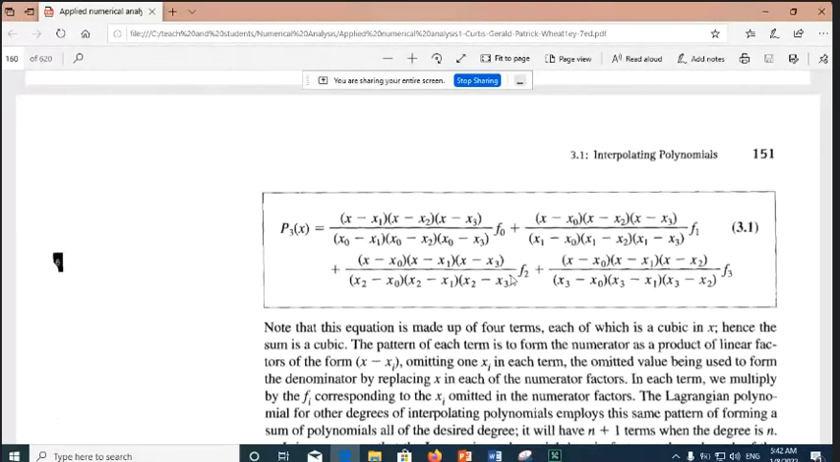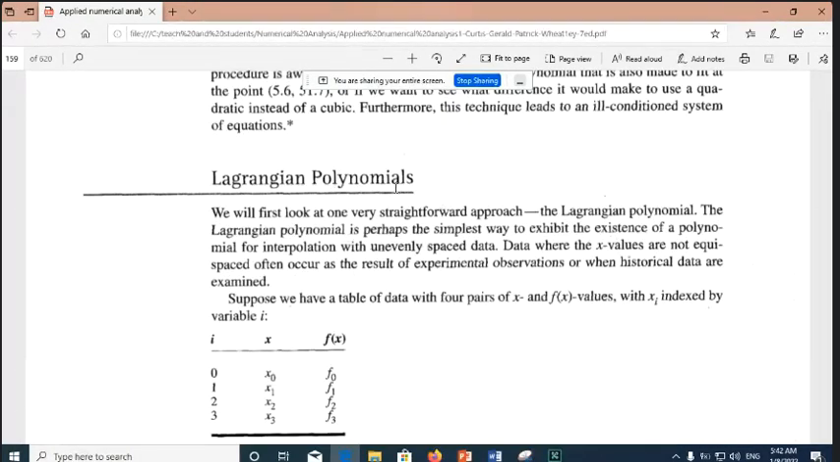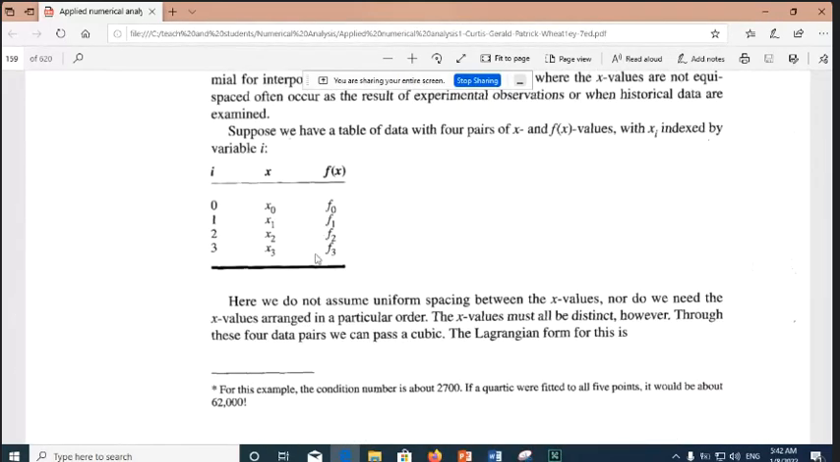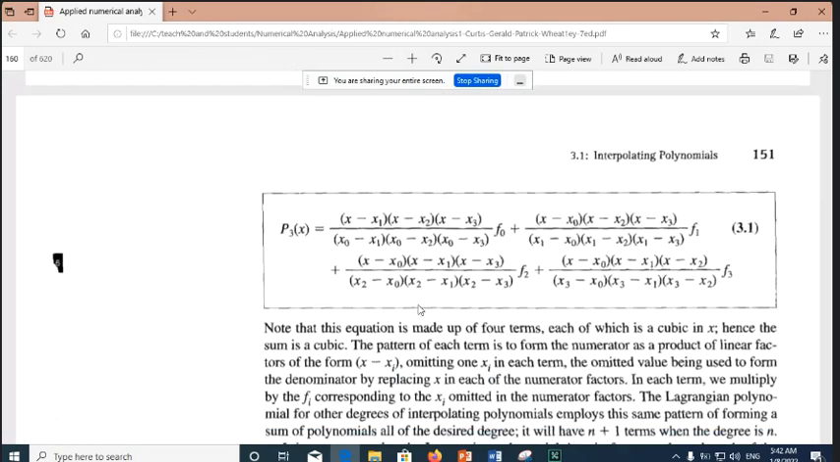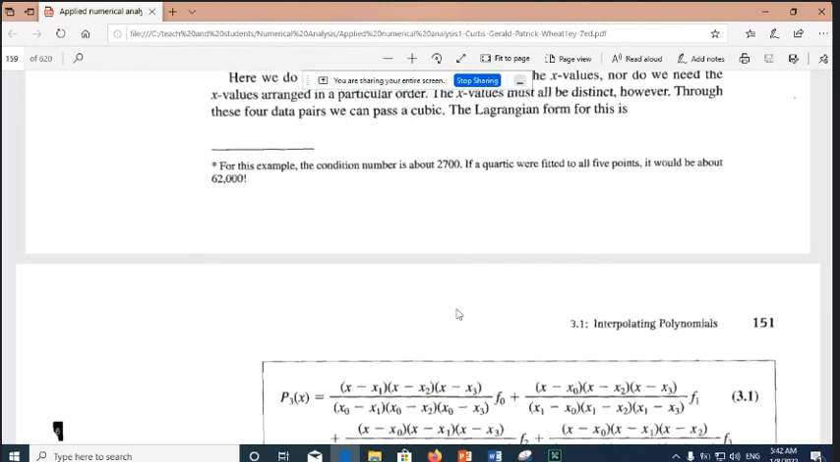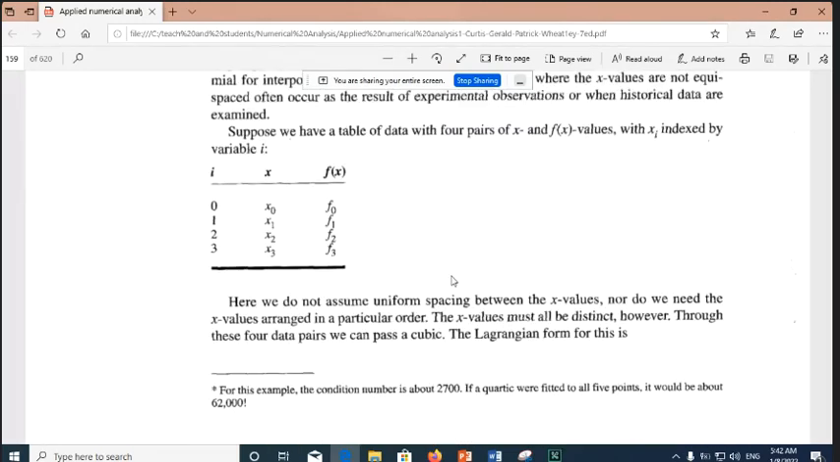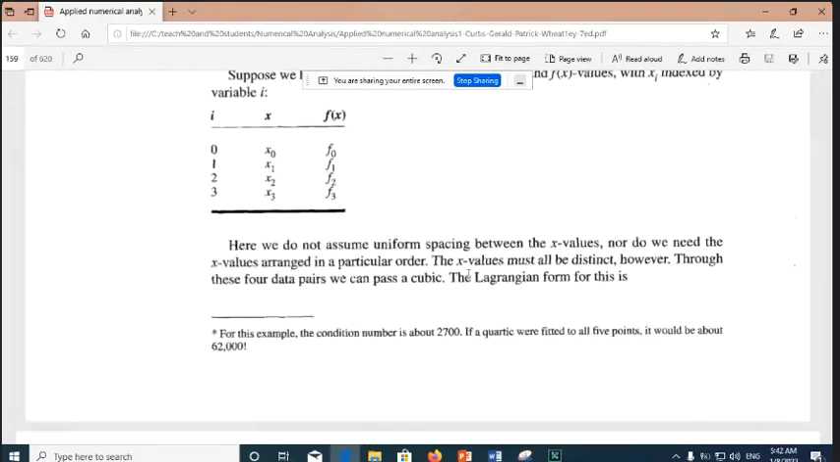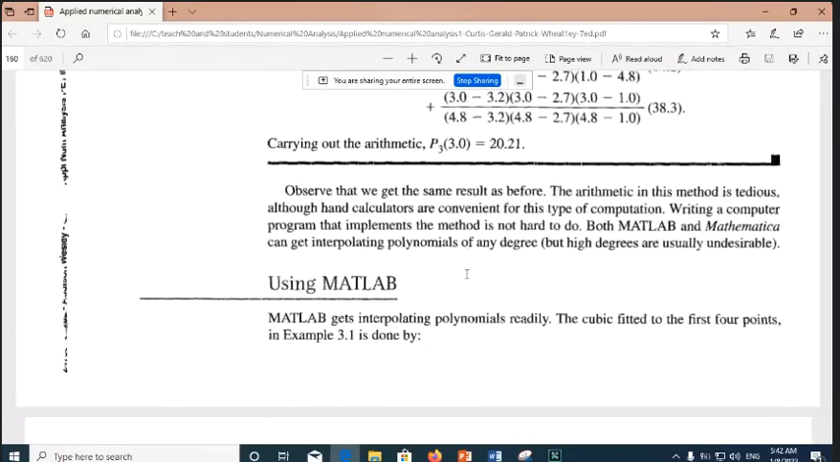Another important drawback of this method, for example, Lagrangian polynomials, is that when a new point is inserted in this table, for example, the point number 4, x4 and f4, we should solve or find the function from the beginning, and this is the main drawback of these methods.